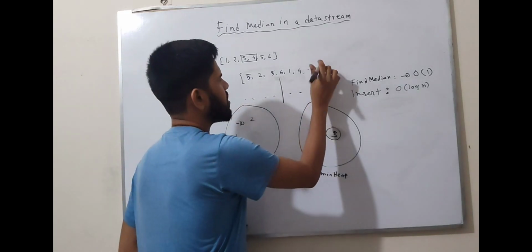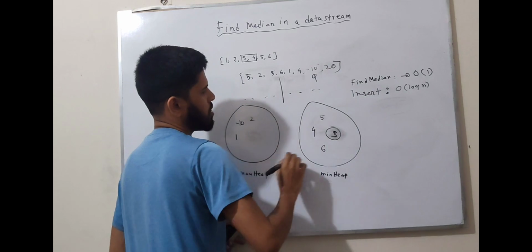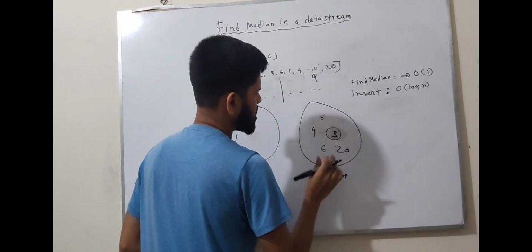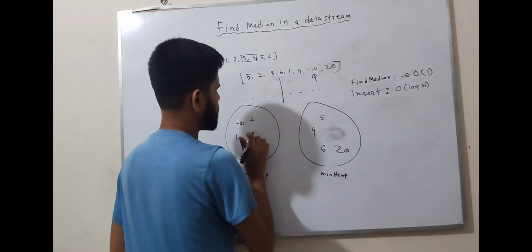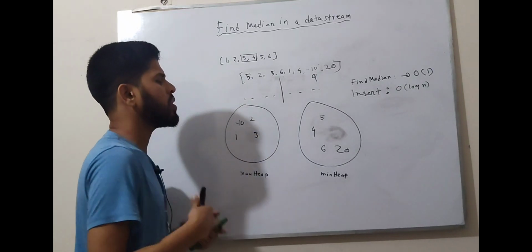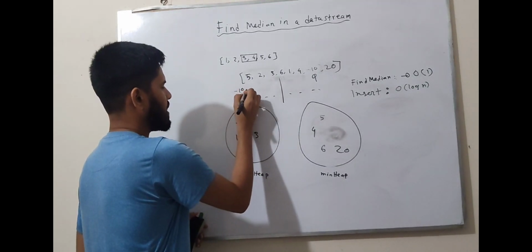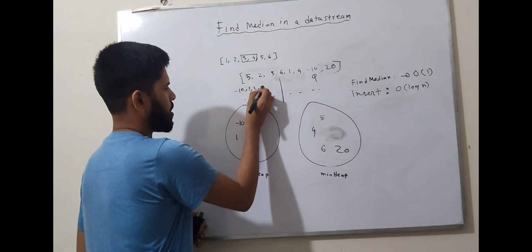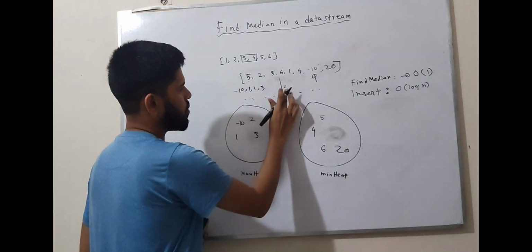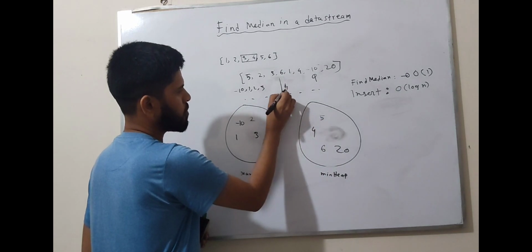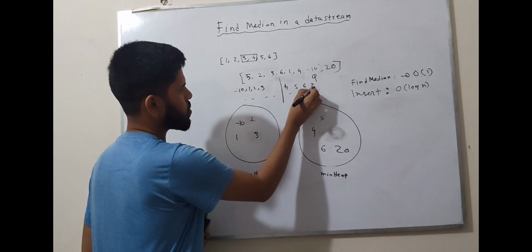Let me add one more number here. Let's add 20. So let's put it here, 20. Let's remove the minimum, 3. Let's put it here. Now what is the median? Can you tell me the median? On the left, what do you have? Minus 10, 1, 2, 3. Here, what do you have? We have 4, then 5, 6, 20.